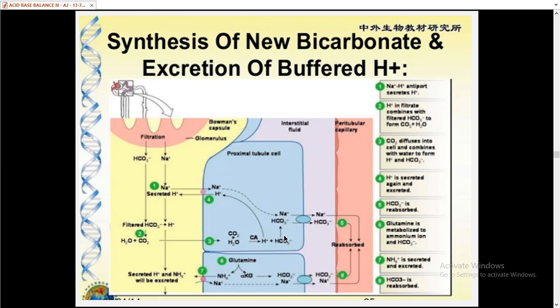Glutamine is metabolized to ammonium ions and bicarbonate ions, and these ammonium ions are secreted and excreted, while the bicarbonate ion is conserved or reabsorbed. Thus new bicarbonate ions are generated, which helps in the formation of the alkali reserve in the body.